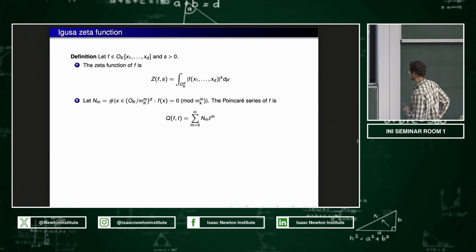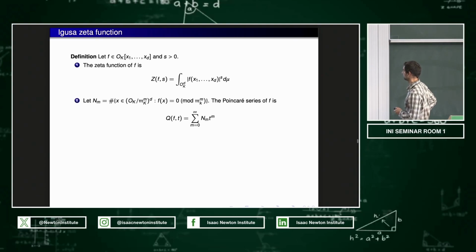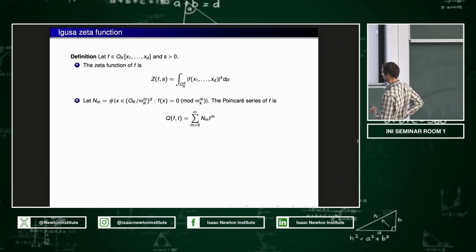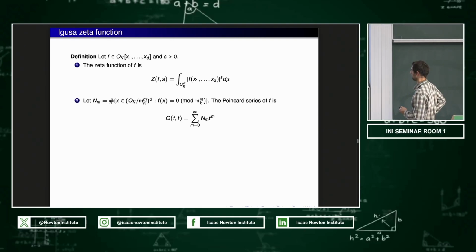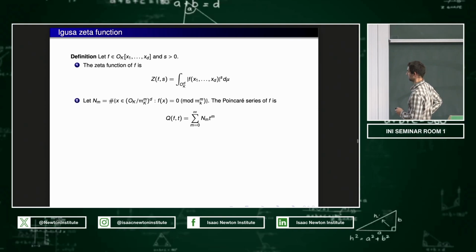Another quantity which I introduce is really the number of those points in this set, where you only care about the jet of this element of this power series ring. So we quotient out by the m-th power of the maximal ideal. So these elements here are represented by a polynomial of degree m, so that f vanishes on this modulo the m-th power of the maximal ideal.